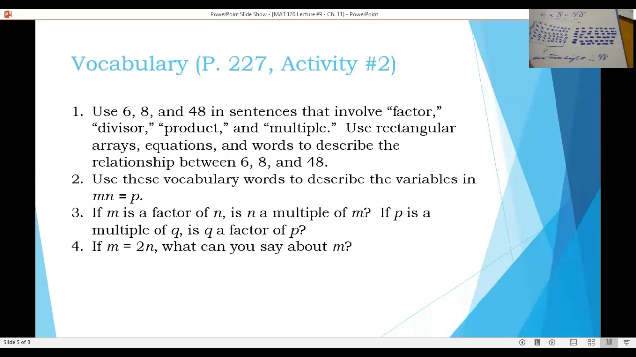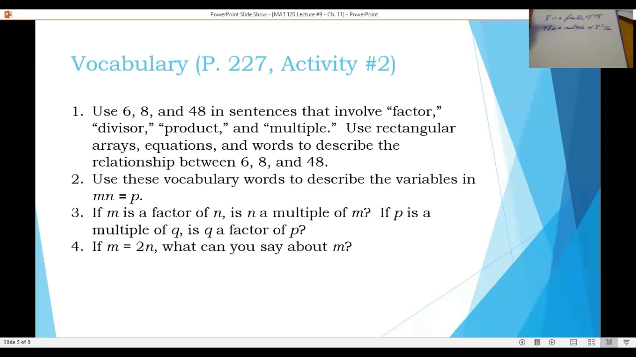The answer for part 3 is yes all around, and let's use an example to make it very clear. For example, if m is a factor of n, it's like saying that 8 is a factor of 48. If 8 is a factor of 48, is it true therefore that 48 is a multiple of 8? Yes. The point we're trying to make is that if you use a concrete example for questions like this, it becomes clear that the answer is yes or no.